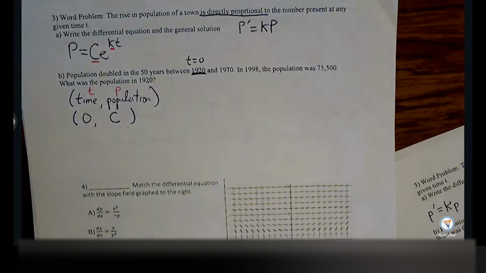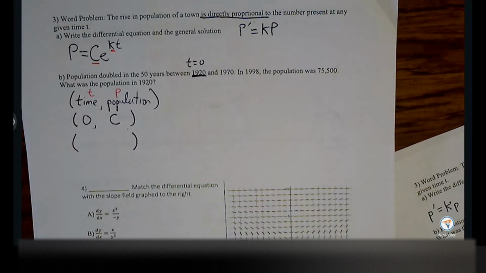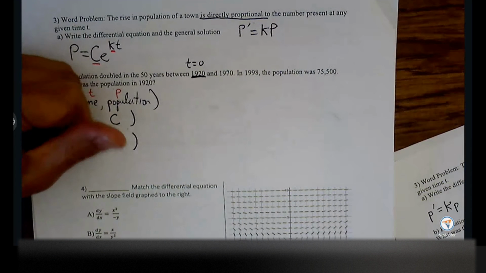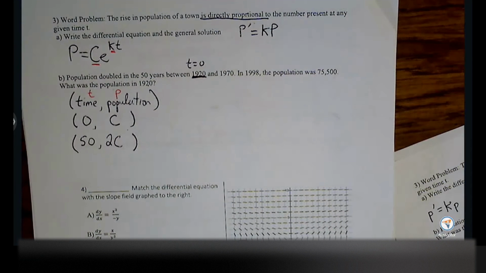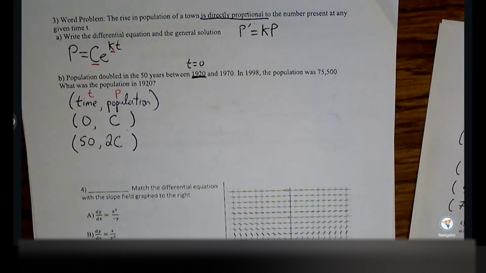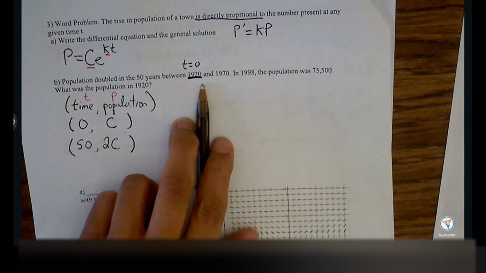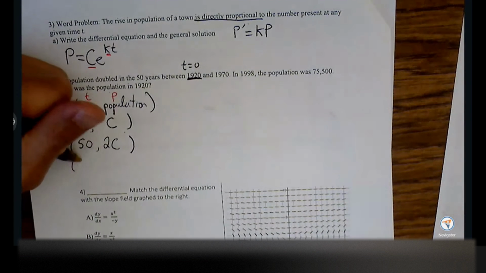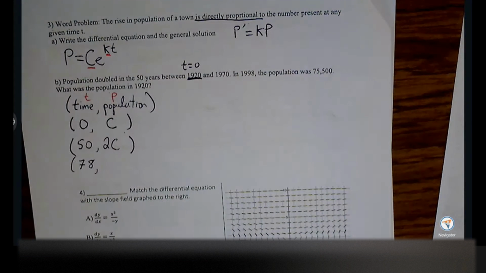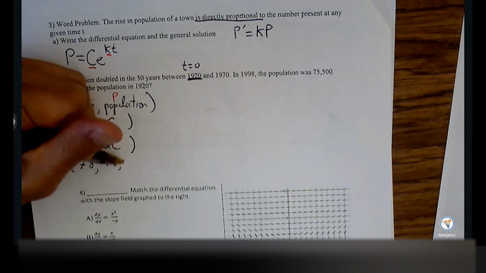Population doubles in 50 years. So what ordered pair can we create out of that? 50 and 2C. Mm-hmm. And then in 1998, the population was 75,500. So we do 1998 minus 1920, and we're going to get 78, right? So we know 78 years after 1920, the population is going to be a specific number now, 75,500.